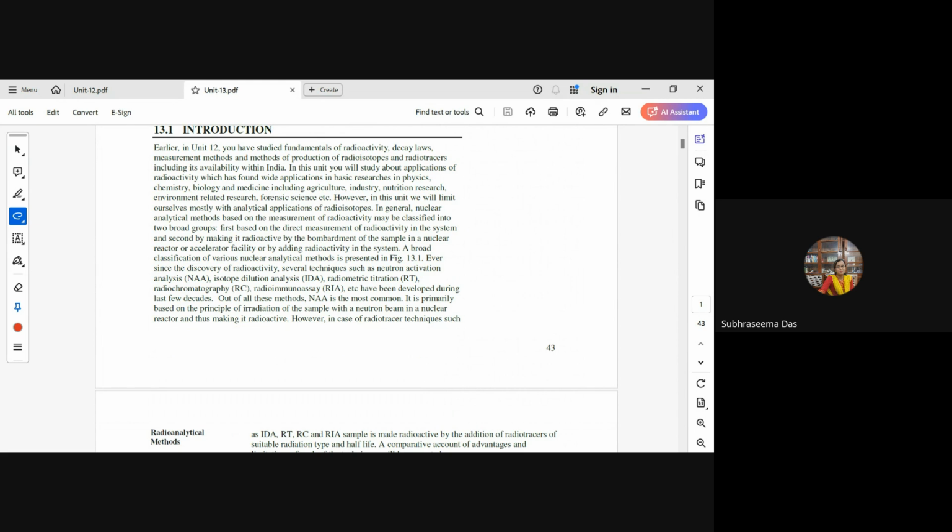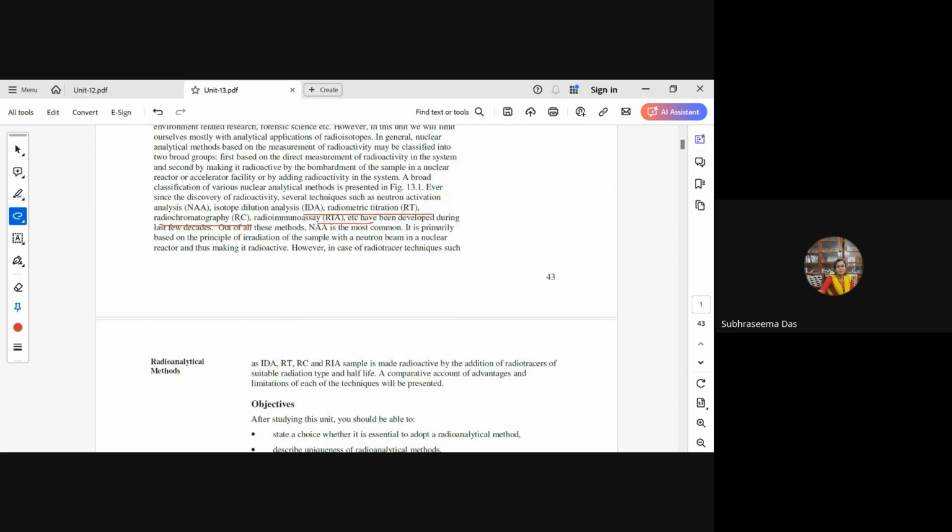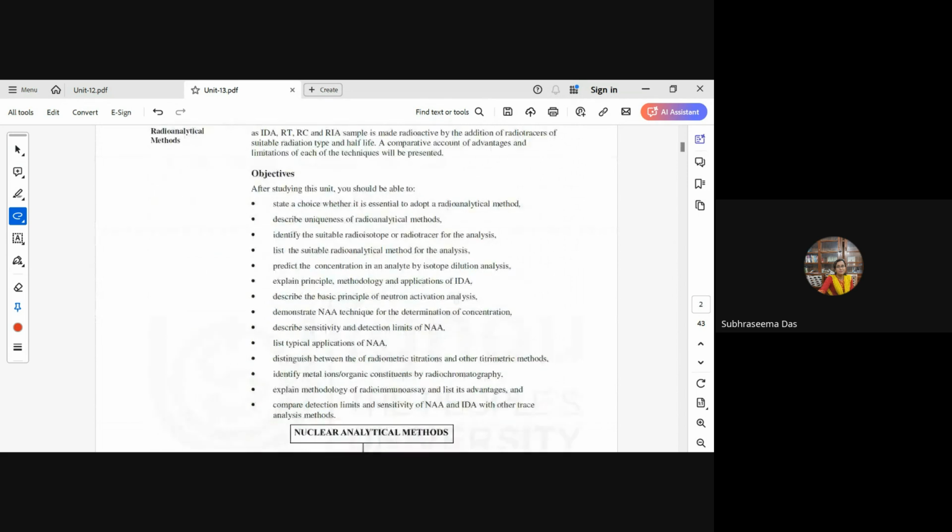The most commonly used techniques that use radioactivity are NAA, that is neutron activation analysis, isotope dilution analysis, which is IDA, radiometric titration, RT, radiochromatography, RC, radioimmunoassay, RIA, and other such techniques with higher modifications, and they are constantly being developed. Now here we will study briefly about various types of radioanalytical techniques.